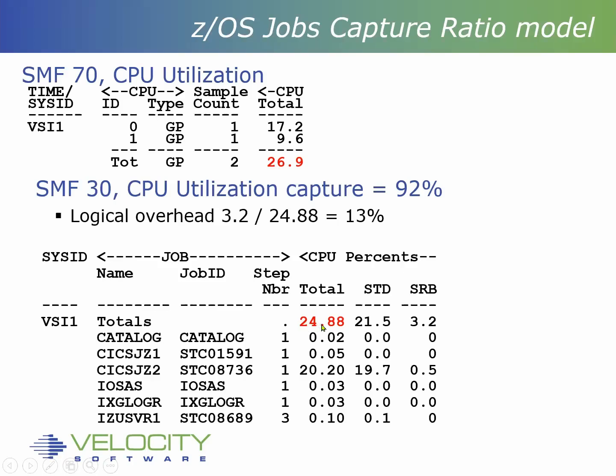What am I missing? I'm missing a few percent, but I guess that's what 8% I'm missing. And I can look at my logical overhead because I look at my SRB time. That would be considered logical overhead. So I can start to build my chart that way.